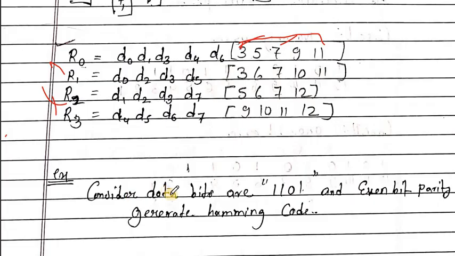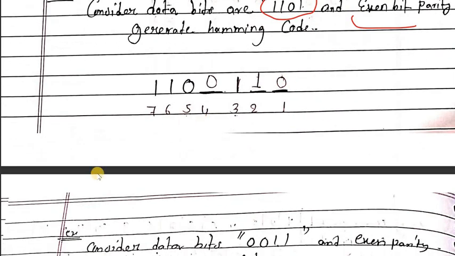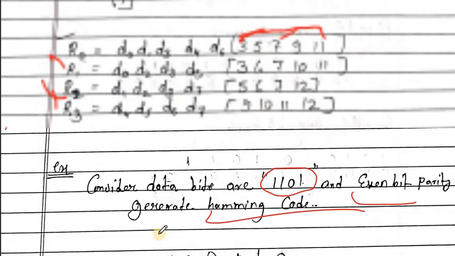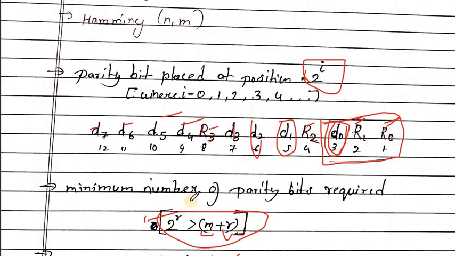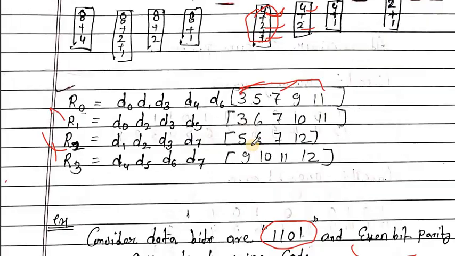Let's check one example. Here the given data is this. This is our given data which we want to transmit to the receiver, and we should follow even parity. Now we have to generate the Hamming code. To generate the Hamming code, we should follow the formula we have learned for the minimum number of parity bits required. We place the values in the formula.